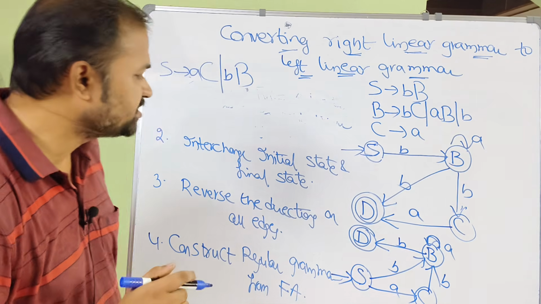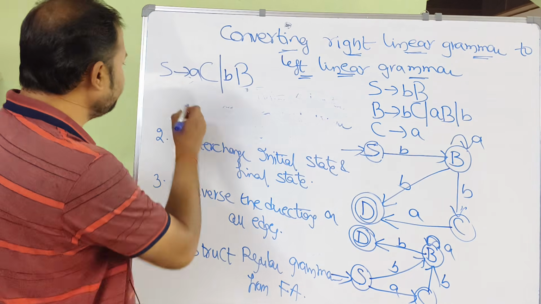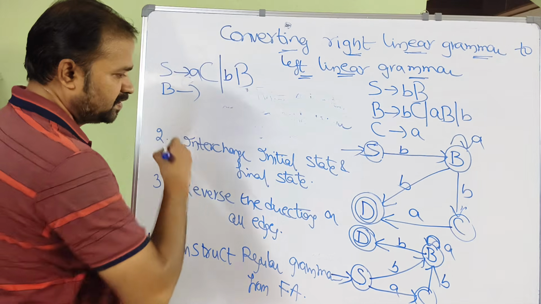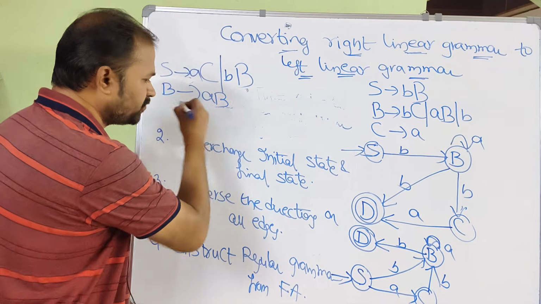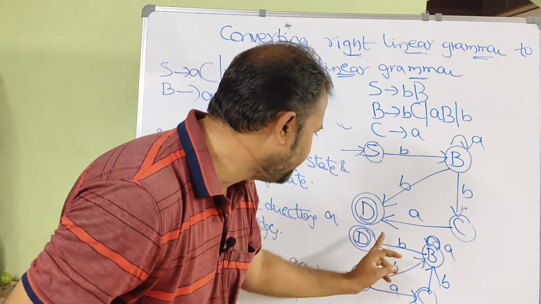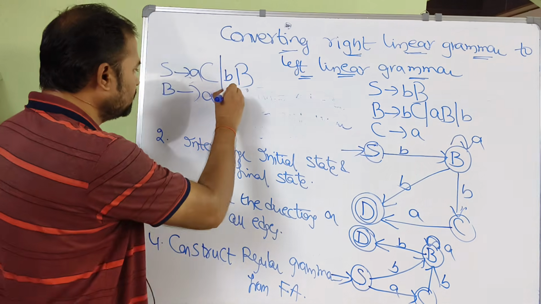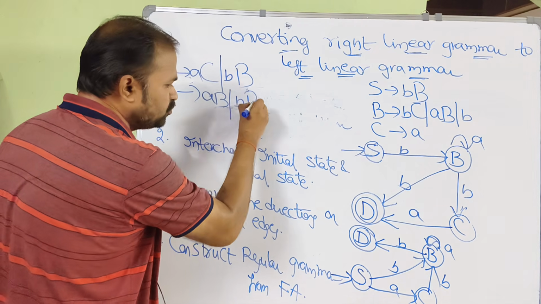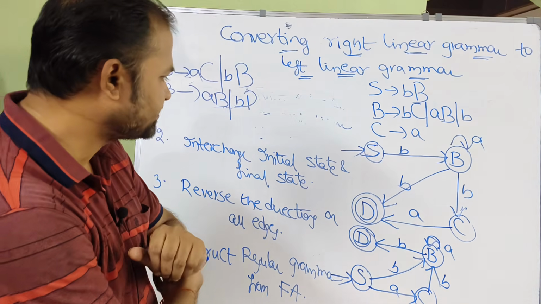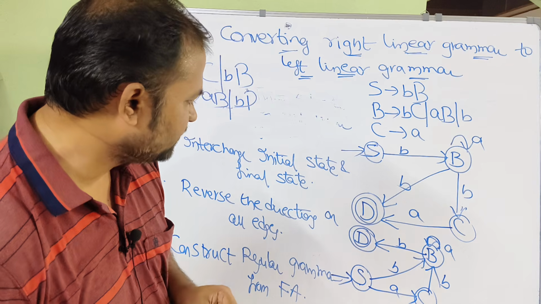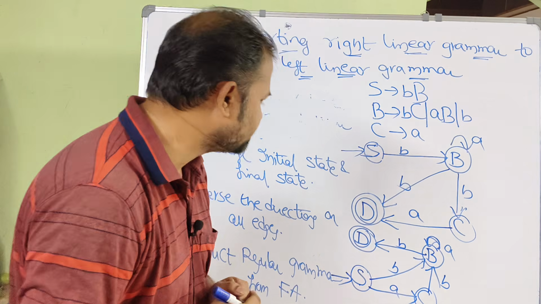Now let us write the productions for the remaining ones also. Here we have B. So B on A goes to B only. So self loop. Next, B on B goes to D. So B transitions are over.